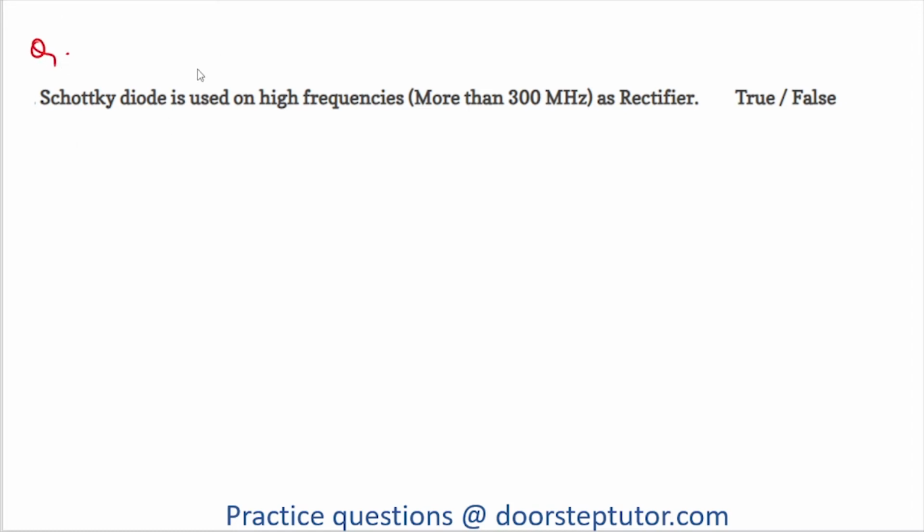The next question is: Schottky diode is used at high frequency, that is more than 300 MHz, as a rectifier. Is this statement true or false? Yes, it can be used as a high frequency rectifier because of low storage time that we have seen. So that will be true. The statement given here is true.